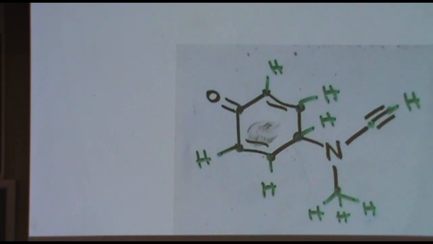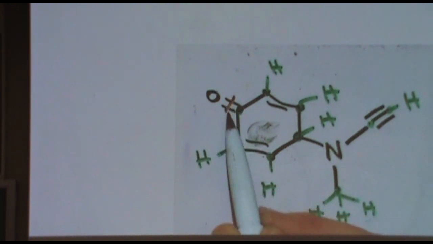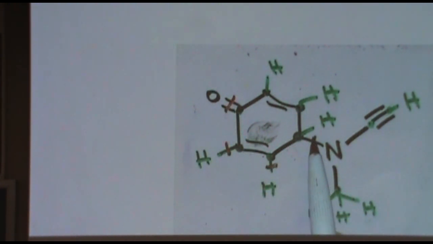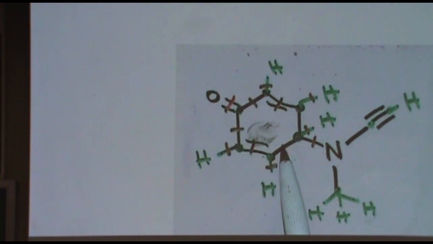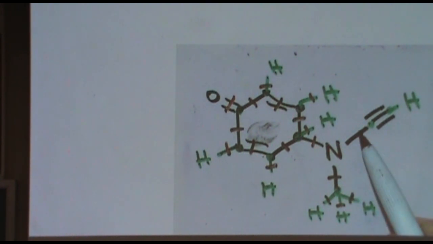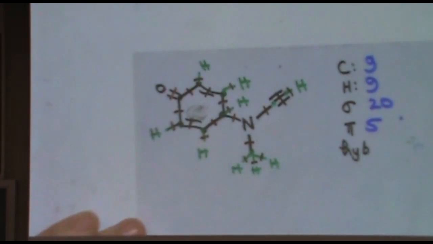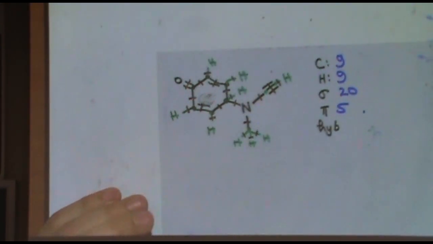Sigmas was the really annoying one. Sigmas is the total bond count. So I'm going to put a little brown mark if I counted it. 1, 2, 3, 4, 5, 6, 7, 8, 9, 10, 11, 12, 13, 14, 15, 16, 17, 18, 19, 20. Cool. I think I got it. Somebody count too. If I missed something, let me know.